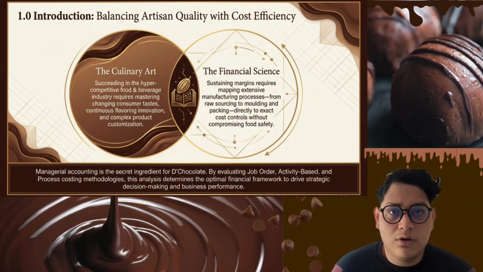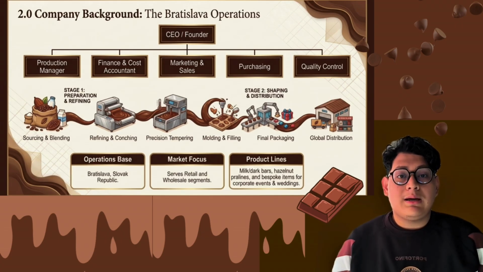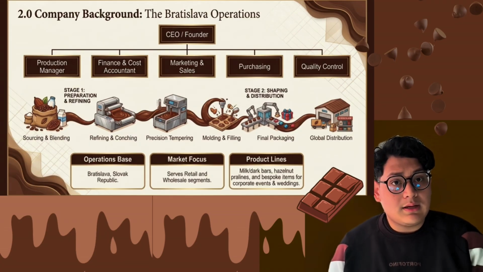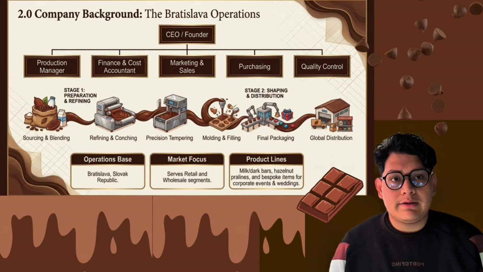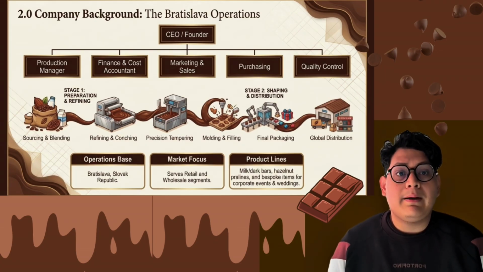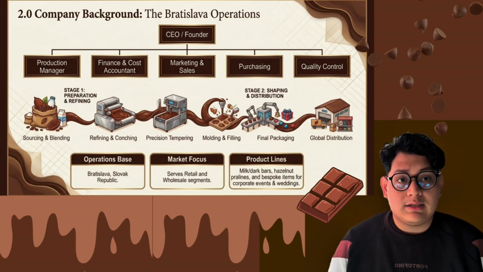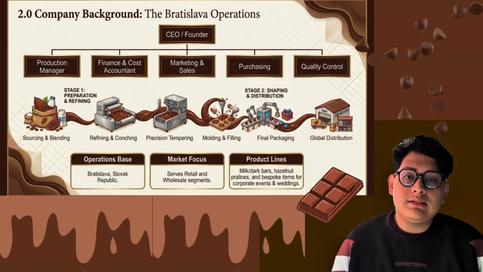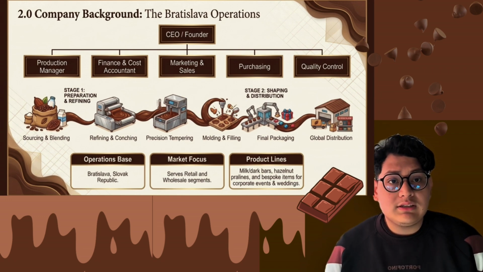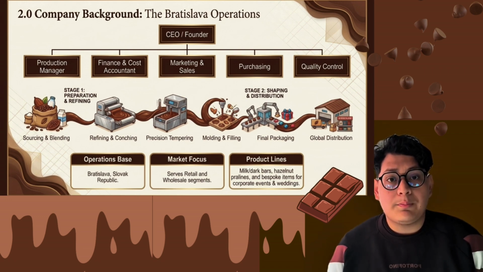Now, let's move on to the company background. So basically, this chocolate is a medium-sized company. This company serves both retail and wholesale markets by producing a variety of premium chocolate products. This organization is led by the CEO and founder, supported by five main departments, which are production, finance and cost accounting, marketing and sales, purchasing and quality control. This functional structure helps ensure smooth business operation.